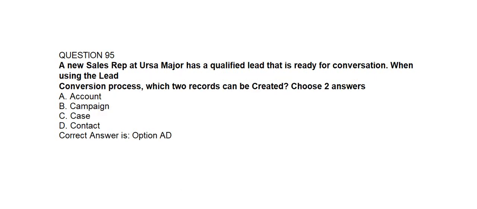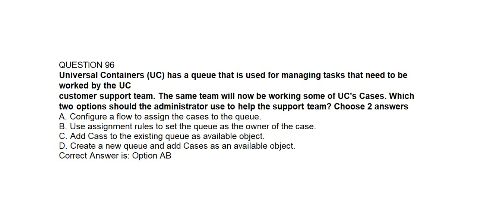Question number 95. A new sales representative at Ursa Major has a qualified lead that is ready for conversion. When using the lead conversion process, which two records can be created? Choose two answers. Option A. Account. Option B. Campaign. Option C. Case. Option D. Contact. Correct answer is option A and option D. Account and contact.